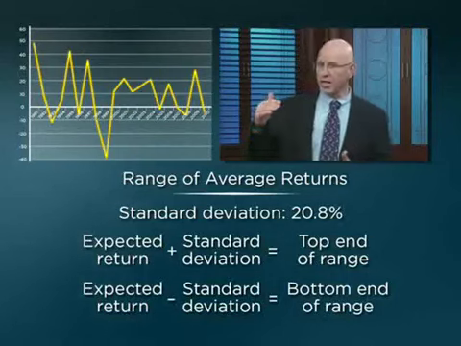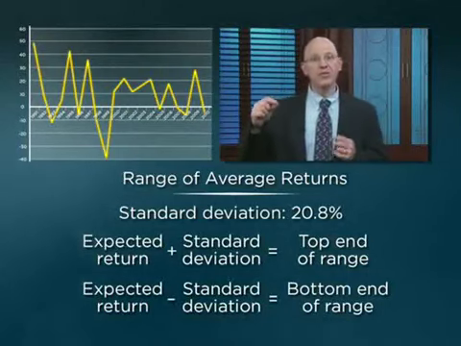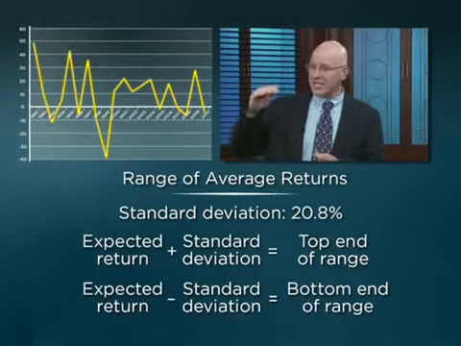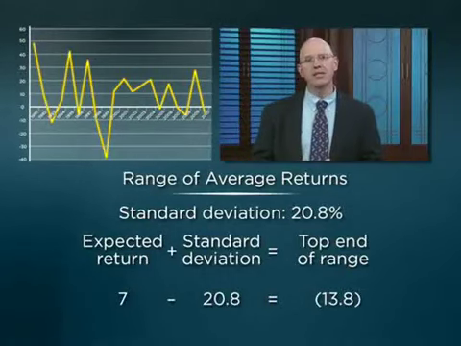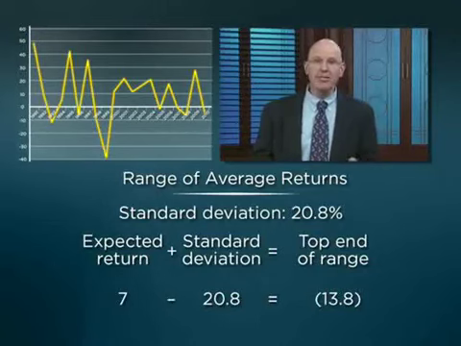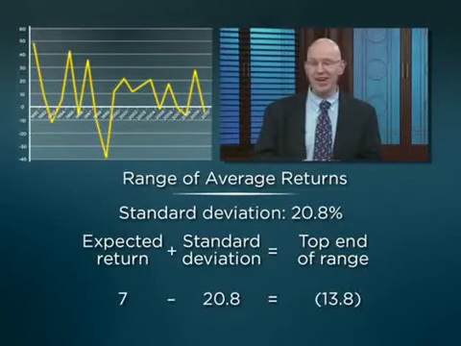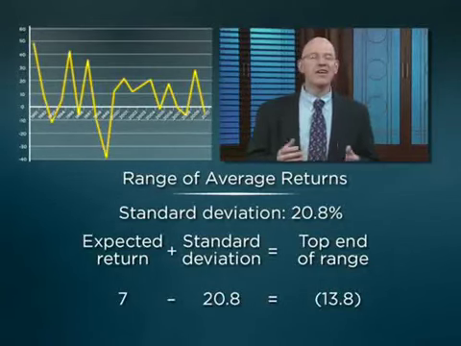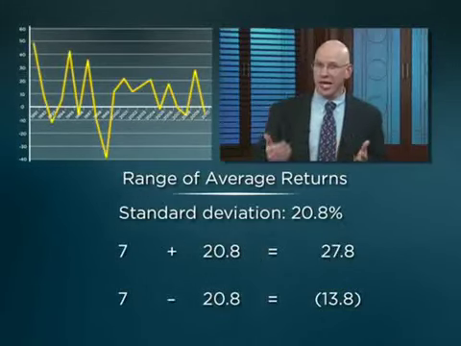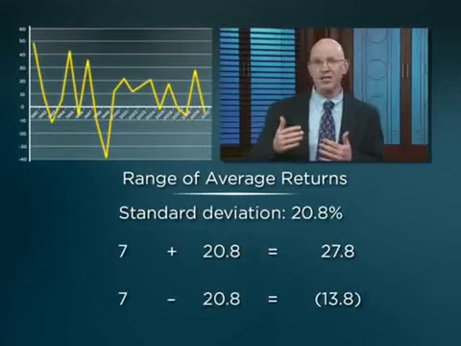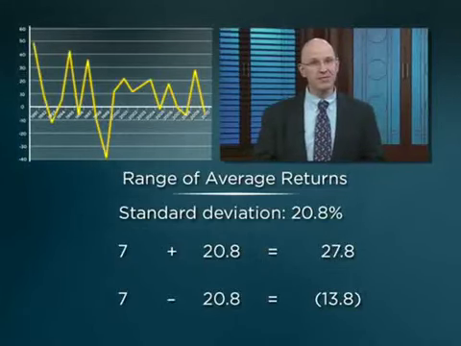Now remember that I also said that my expected return for the stock was about 7%. Therefore, the lower end of the normal range of the risk on Kellogg stock would be 7 minus 20.8, or minus 13.8%. That's still a pretty big loss, but it's much lower than that 39% loss that could happen. Besides, the flip side of this calculation says that gains of up to 27.8%, that's the upper end of the range, should also be fairly common.